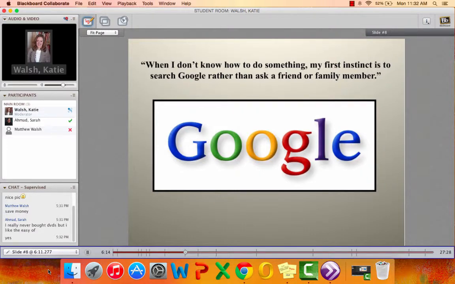Last one: when I don't know how to do something, my first instinct is to search Google rather than ask a friend or family member. So check if that applies to you. Oh, I need to clear it out, sorry. Check if that applies to you, X if it doesn't. Two checks there, I thought I might get that.